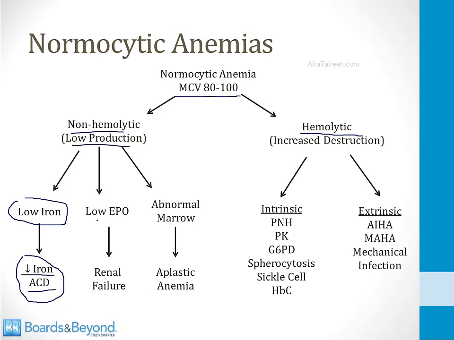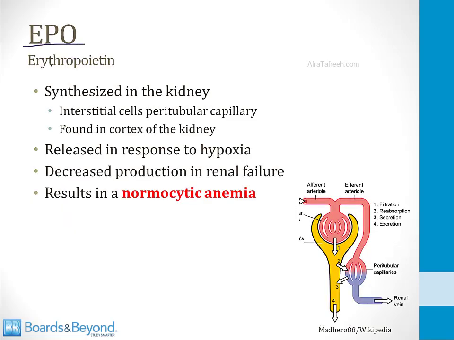In this module, we'll talk about low EPO levels, which occur in patients who have renal failure and also patients who have problems with their bone marrow. If there's a problem with the bone marrow, this can lead to aplastic anemia and other anemias where red blood cells are not produced in the normal amounts. First, let's talk about EPO, which is erythropoietin. This is the stimulus for red blood cell production from the bone marrow.